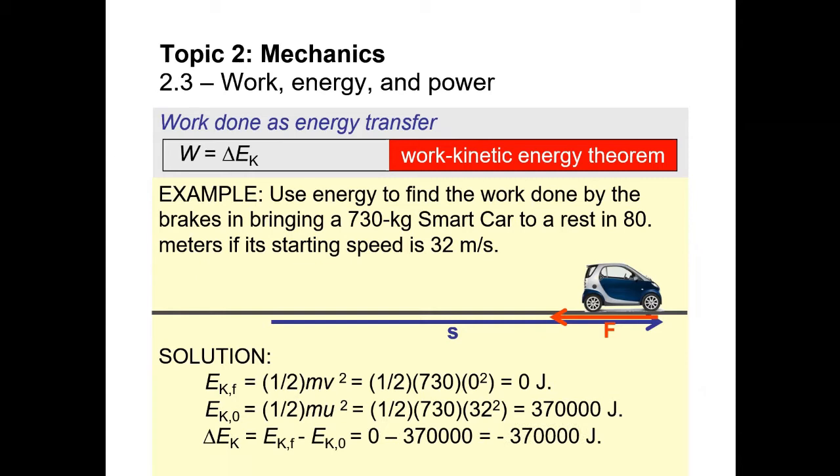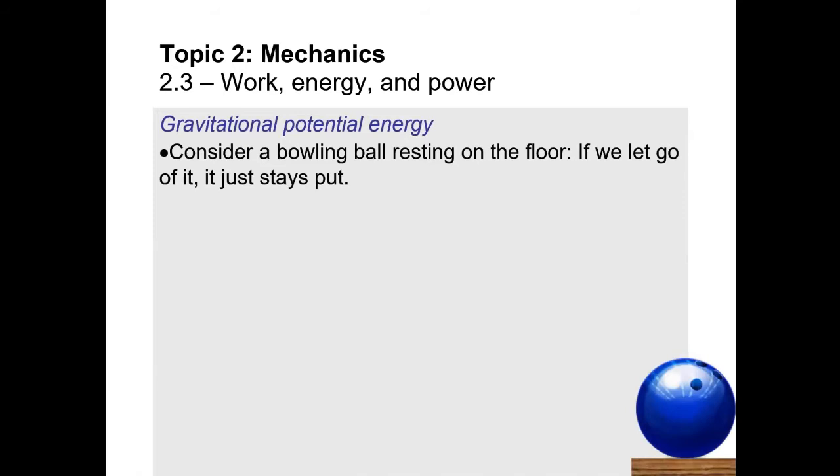Change in kinetic energy is final kinetic energy minus the initial kinetic energy. Final kinetic energy is 0 as the car stops, minus initial kinetic energy of 370,000 joule. That gives us minus 370,000 joule. And we're going to use the work-energy theorem: work done equals change in kinetic energy, which equals minus 370,000 joule.